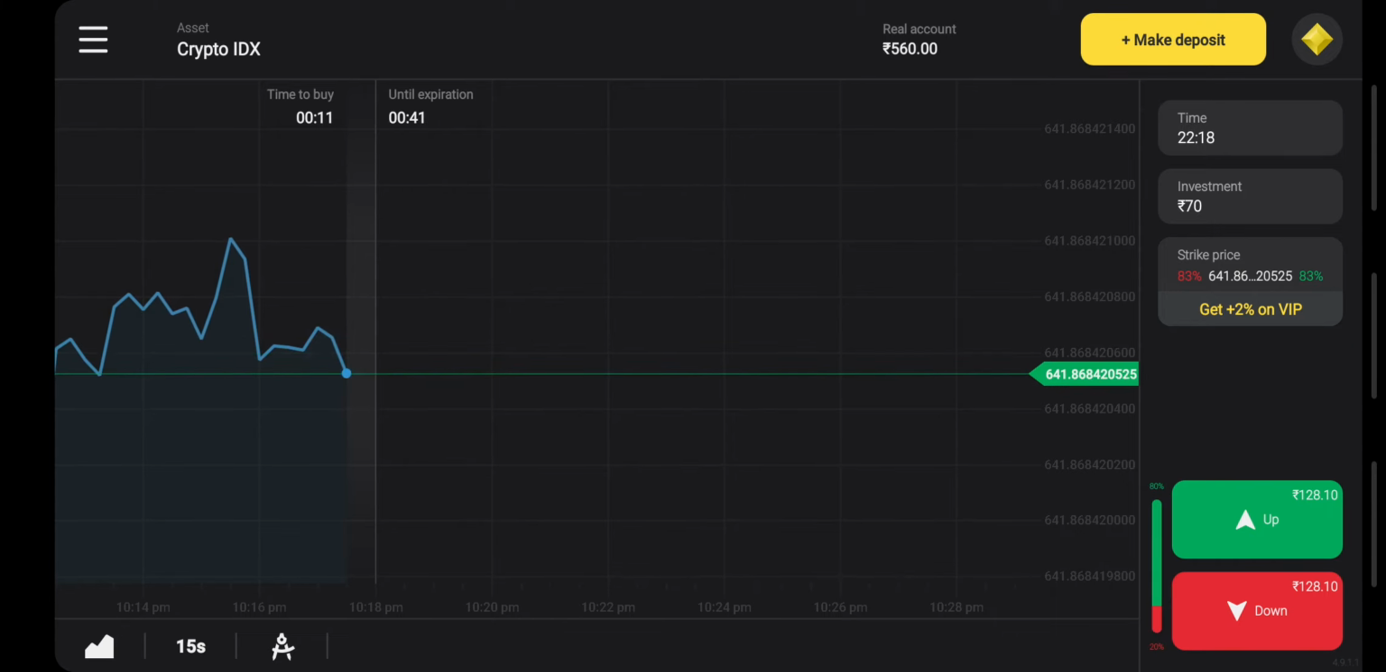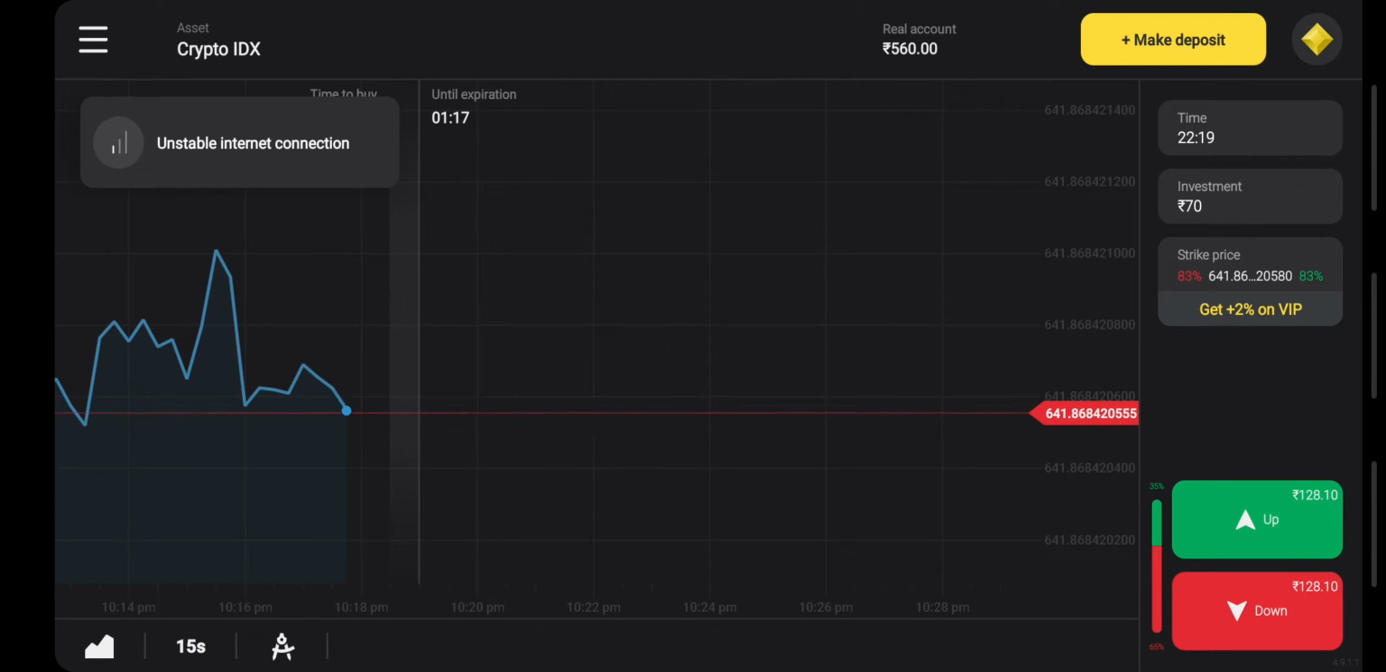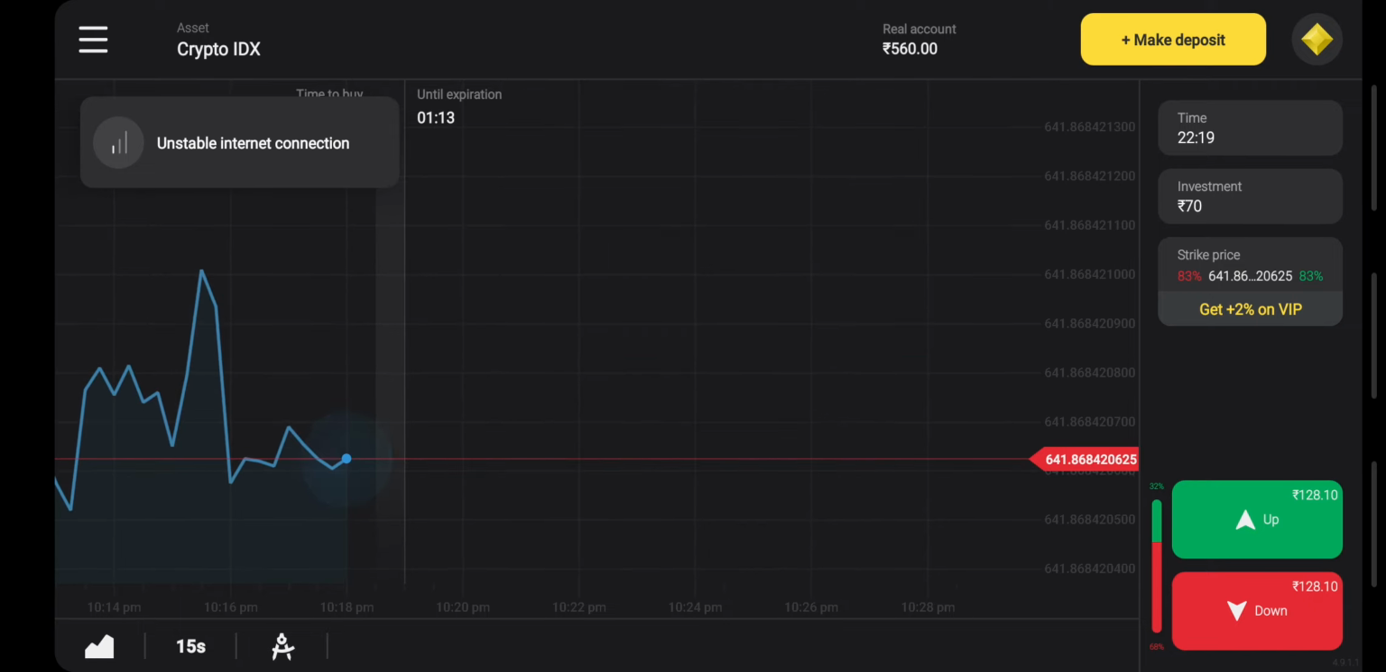As you can see on the right hand side, at the bottom right, there is a meter. Just next to the green and red, there is a meter which shows what percentage is green and what percentage is red. That is an inner analytics tool which Binomo gives us, where Binomo tries to predict the possible rise or fall in the price.